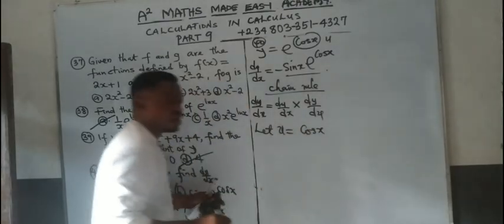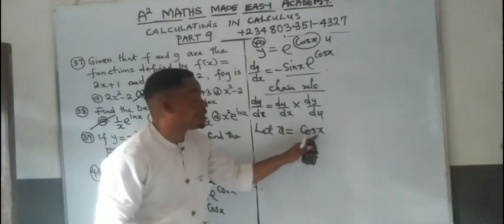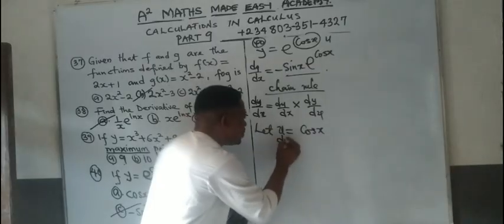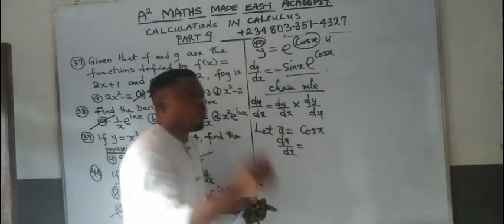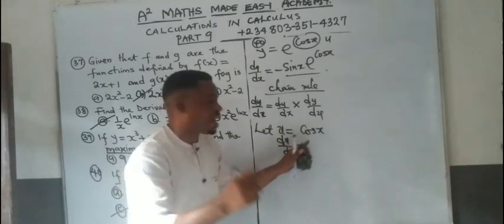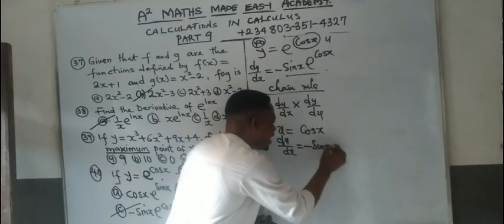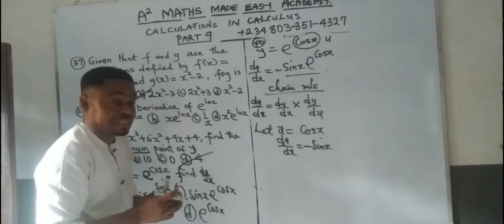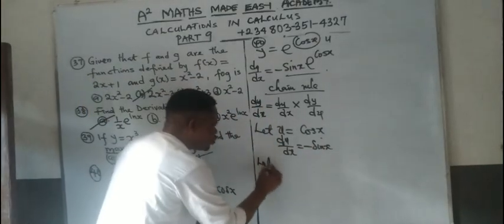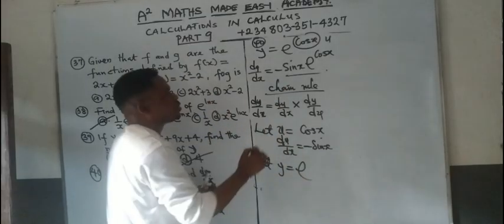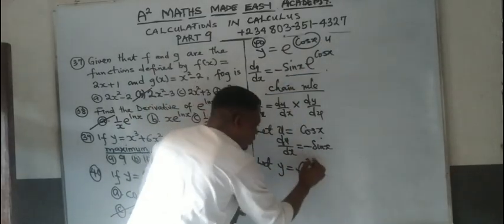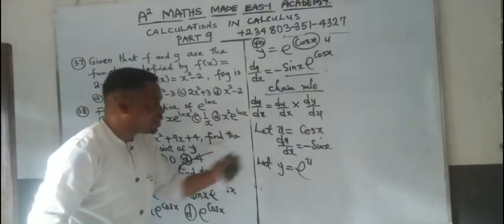Cos x. So the next thing, we are differentiating u with respect to what? x. I have with me du all over what? dx. Watch. If you differentiate cos x, the answer is minus sin x. And that is the value of du/dx. Then we move over to y. y is always exponential to the power. And what is the power? u.